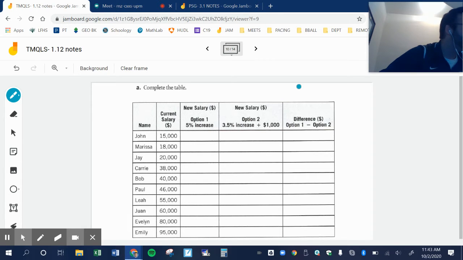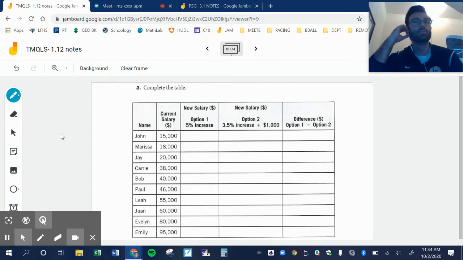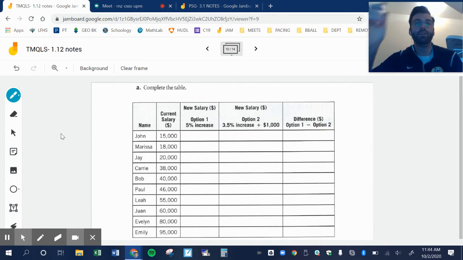Yeah. You know what? Hold on a second. All right, so I'm going to think about this. We have our new salary. There's option 1, which is a 5% increase, or option 2, which is a 3.5% increase, and then I add on 1,000. Okay, and then we'll find the difference.